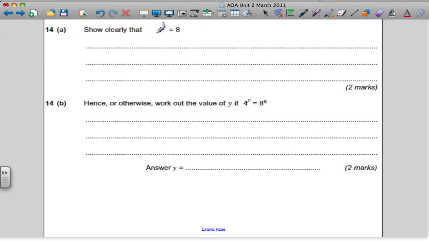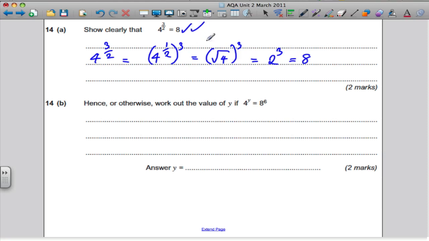Question 14. Show clearly the following is 8. 4 to the 3 over 2 can be written as 4 to the 1 over 2, all to the power of 3. 4 to the 1 over 2, or 4 to the half, means the square root of 4, and that has to be to the power of 3. The square root of 4 is 2, and then 2 to the power of 3, and 2 times 2 times 2 is 8. Hence we've shown our answer.